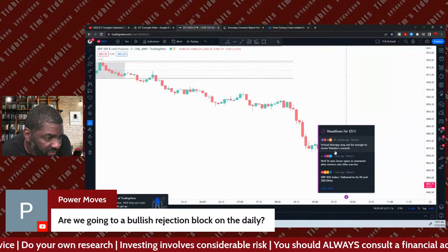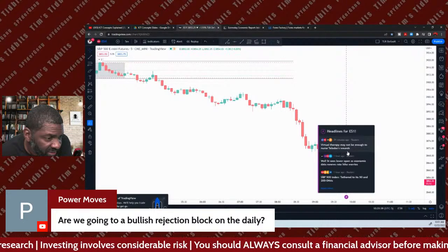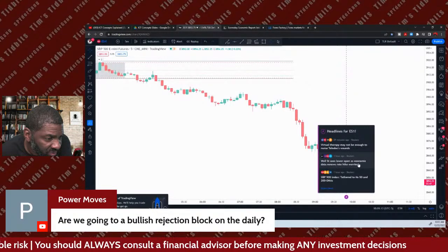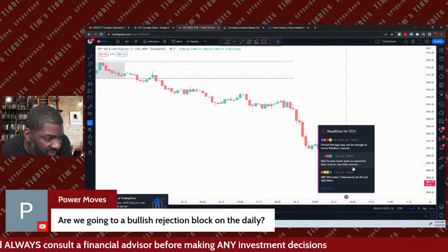Virtual therapy may not be enough to nurse teledoc wounds. Wall Street sees lower open as economic data renews rate hike worries.